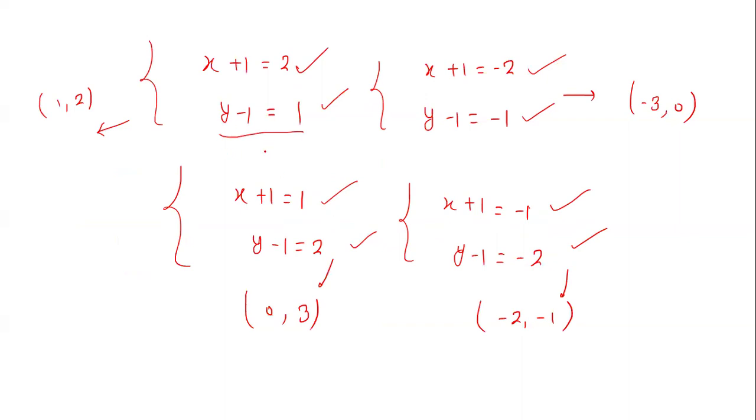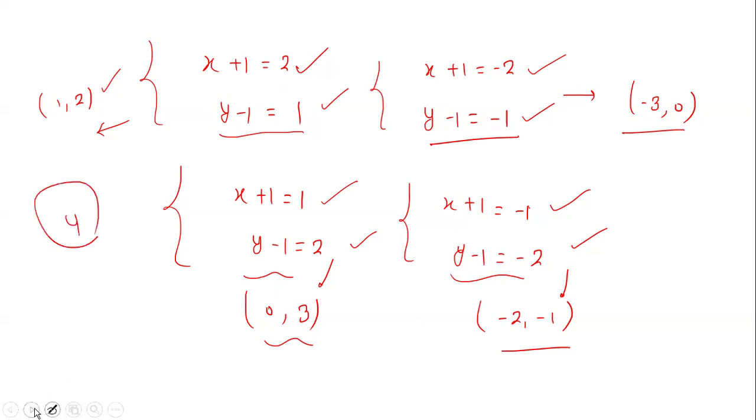If we solve the first possibility, it becomes (1, 2). In this possibility we have (−3, 0). Similarly in this possibility you have (0, 3), and in this possibility you have the solution (−2, −1). So we are getting four solutions from here.